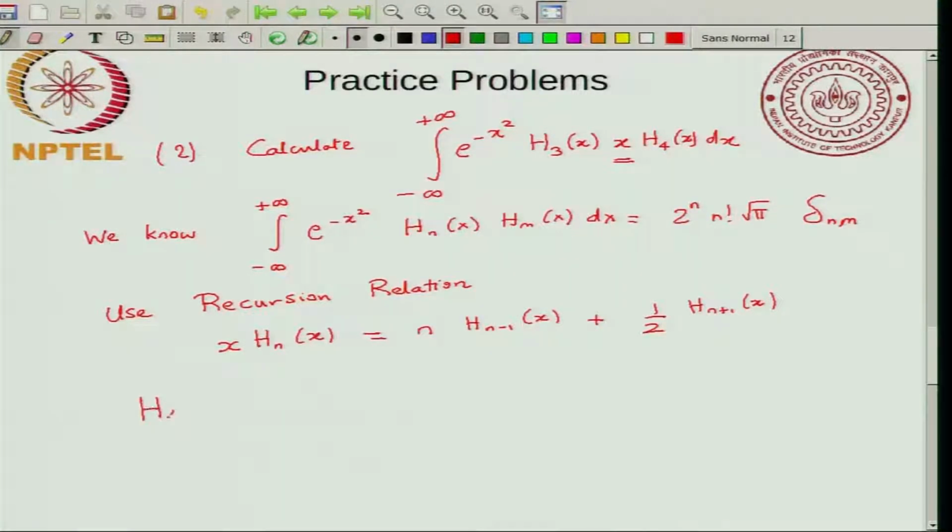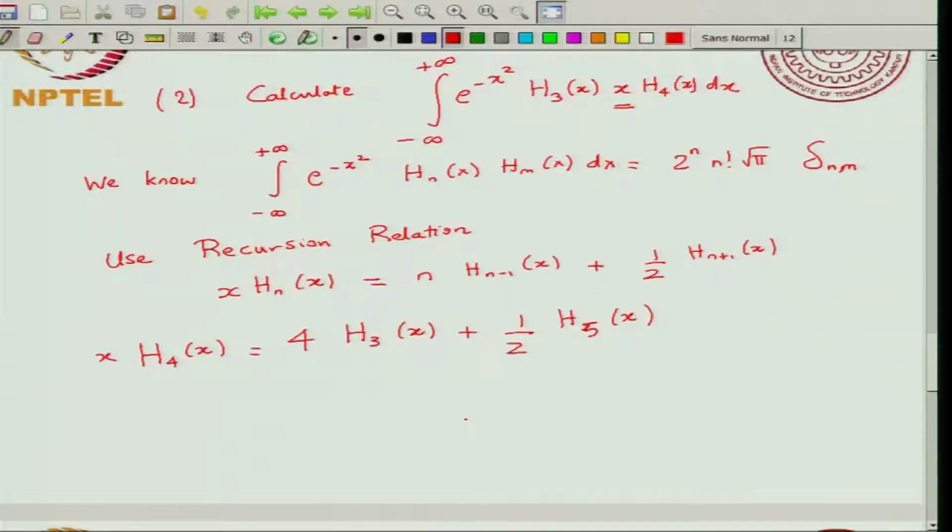So what we will say is that x times h4 of x is equal to 4 times h3 of x plus half times h5 of x. Okay. So what I did is I put n equal to 4 and I got this relation. Now I will take this and substitute there, and then use the orthogonality condition. So when you substitute in the expression, what you will get is the following. I will do it right here. So you will get the integral from minus infinity to plus infinity of e to the minus x square, then h3 of x, then 4 h3 of x plus half h5 of x, dx.